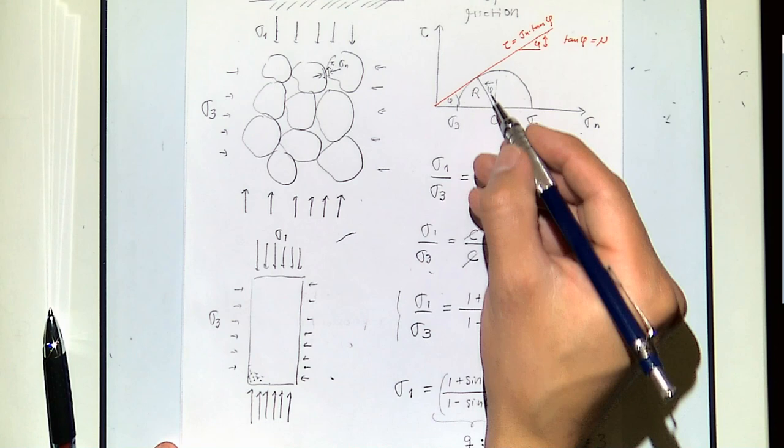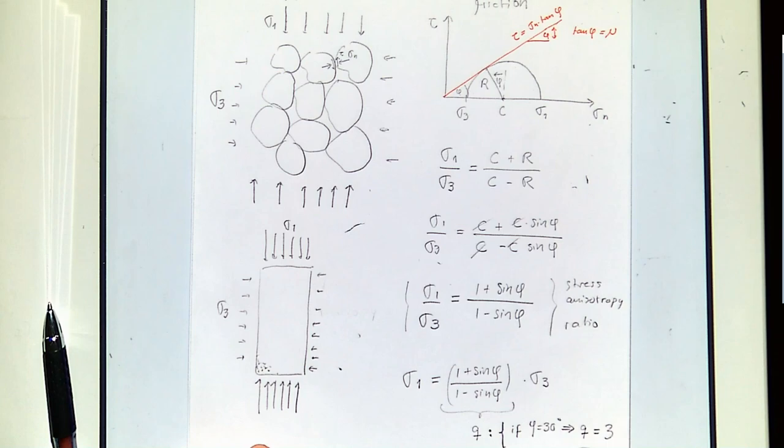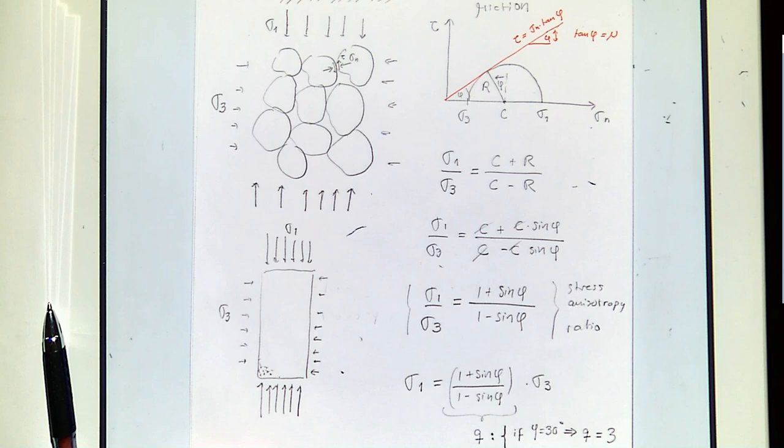And notice one thing over here. This is sigma 1, right? And let's see if I can use some color to make it more obvious.